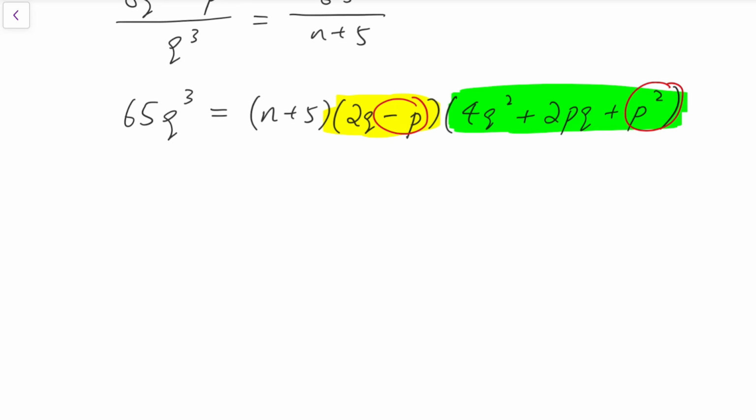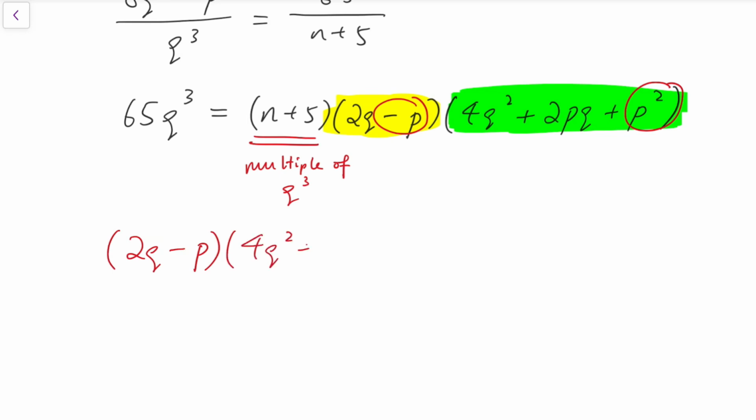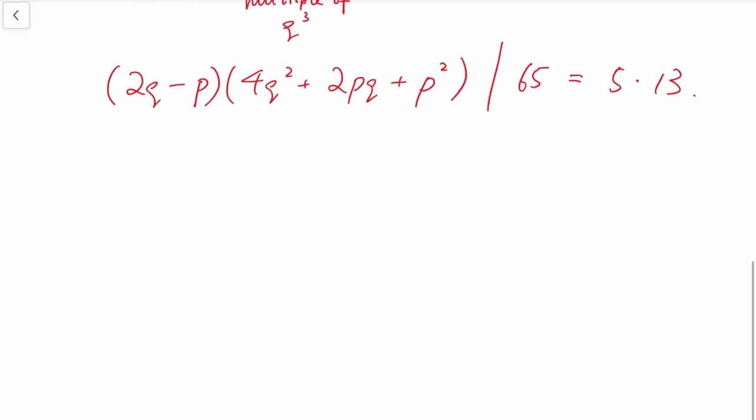So this part is a multiple of q cubed. And so the remaining part, 8q cubed minus p cubed, is a divisor of the number 65. That means 2q minus p multiplied by 4q squared plus 2pq plus p squared is a divisor of 65, a very simple composite number, 5 times 13. So we can start analyzing the factors of 65.